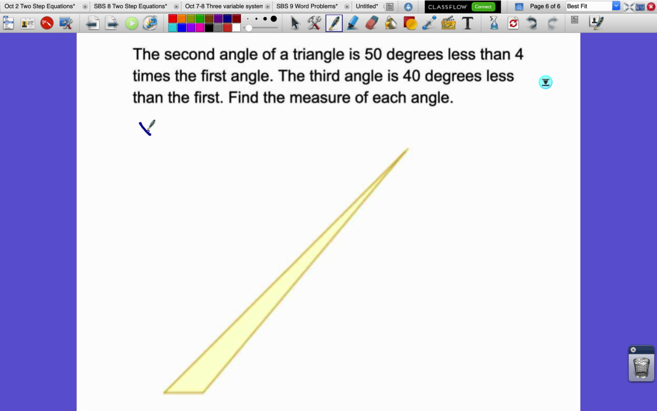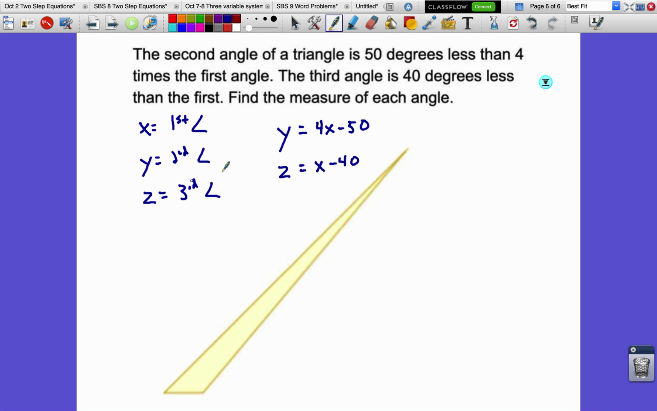So we'll say x equals the first angle, y equals the second angle, z equals the third angle. All right, so the second angle, so that's y, is, so that's an equals sign, 50 degrees less than 4 times the first. So 4x minus 50. The third angle, so that's z, equals 40 degrees less than the first, so x minus 40.